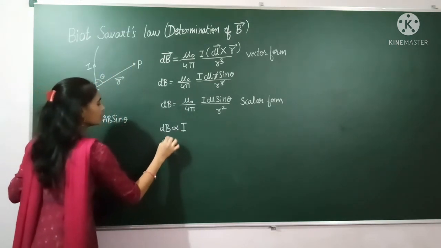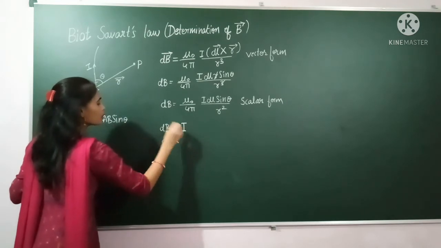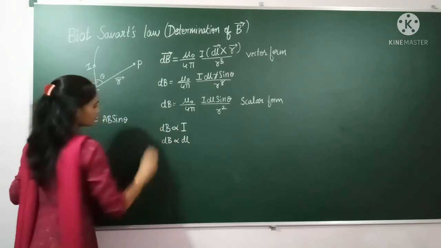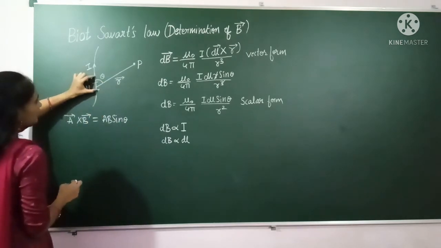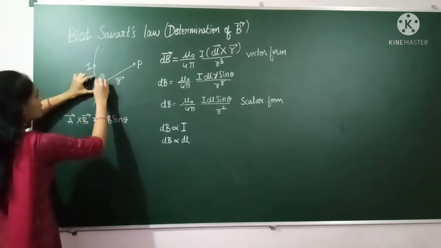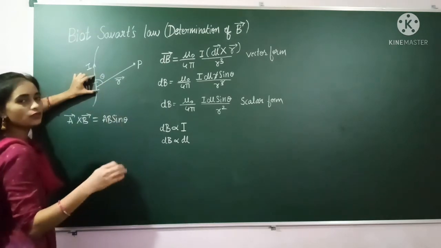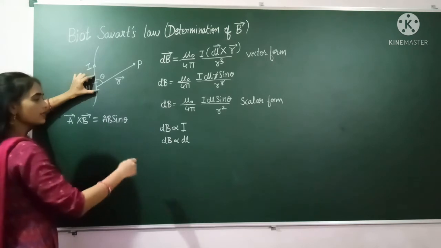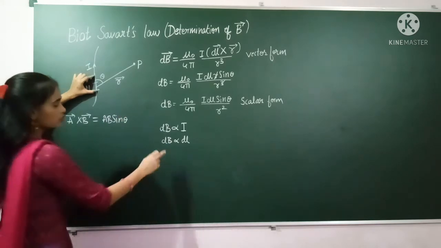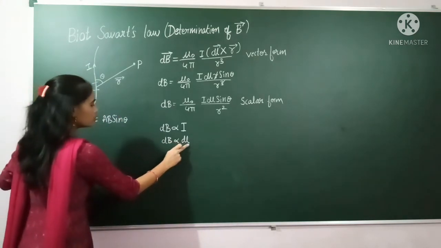Next, dB is directly proportional to dl. This is our current element. If you increase the length of the current element, the number of charges increases. If the number of charges increases, current will increase. If current increases, again the magnetic field will increase. So dB is directly proportional to dl.